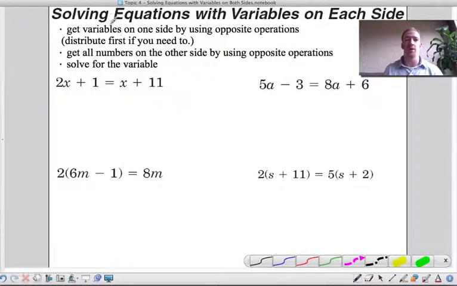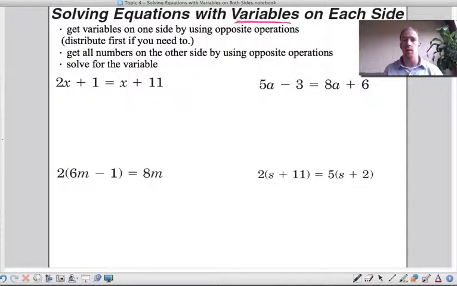Alright, so here we're solving equations when the variables are on both sides, so variables on each side. So see, we got variables on each side. You may need to distribute first or do your other order of operations just like you would for anything else. So the key here is to get all the numbers on one side and get all the variables on one side.